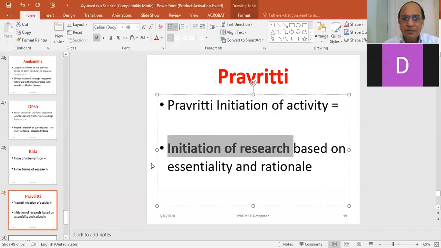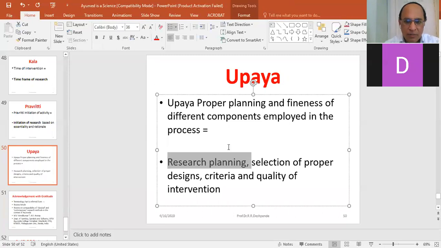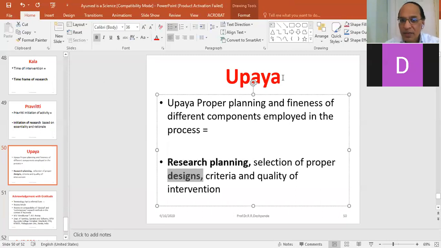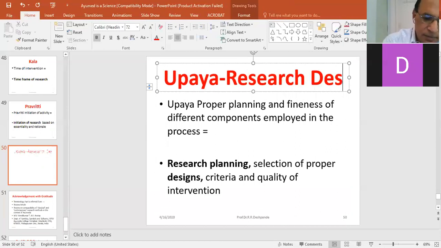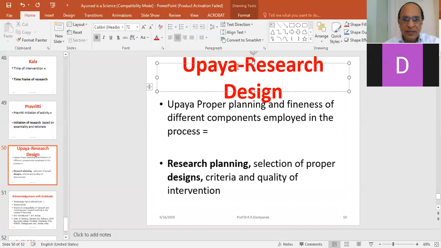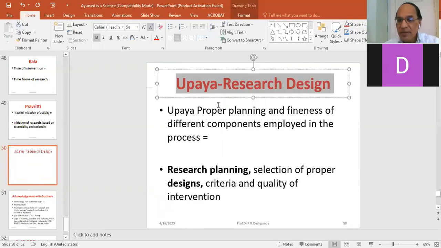Next, Upaya. Upaya is research planning, number 1, or design, research design. This word is very important, research design. Here also I will write down that word, research design. For example, some trials are open trials. Do you know this word? Open trial. And some trials are double blind trials, single blind trials. All these are words from modern research methodology. But we have a word in Ayurveda called Upaya, that is proper planning and fitness of the different components employed in the process.